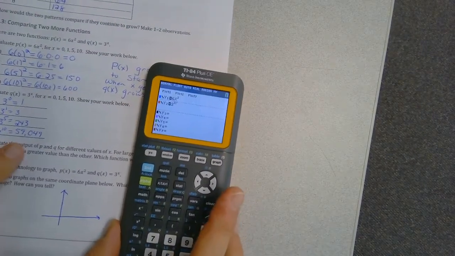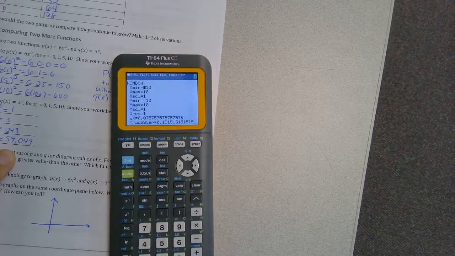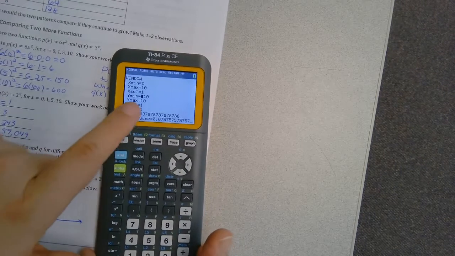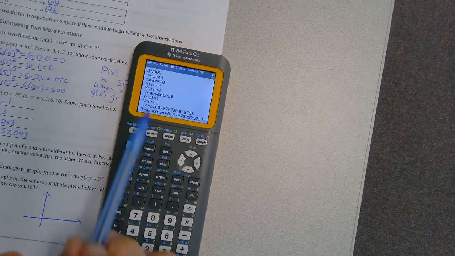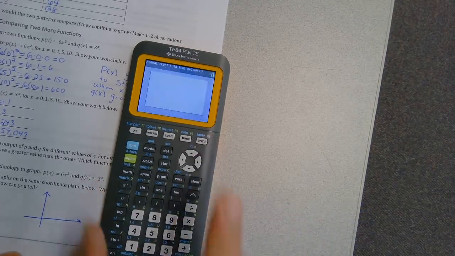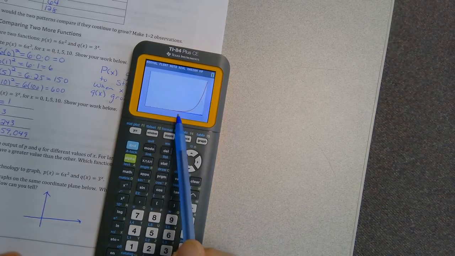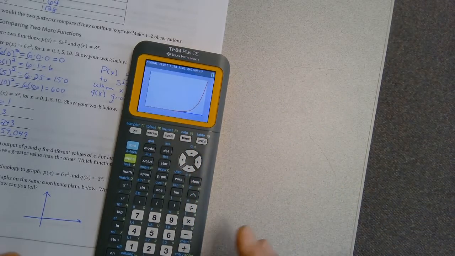Now, I know that this function gets very big. So I'm going to change my window. First, my x minimum, 0. And then I'm just going to go to the first 10 steps. The y minimum, again, for our range, we have only values defined by 0. And then we know that we have to go up to 60,000. And then adjusting our y scale, I'm going to count by 5,000. And then see what our graph looks like. So we can see that our quadratic graph is lower, but our exponential graph grows faster.